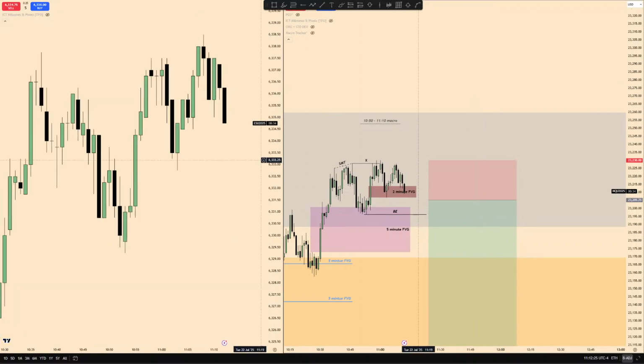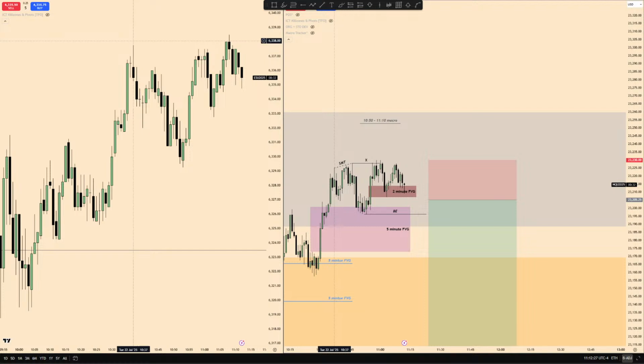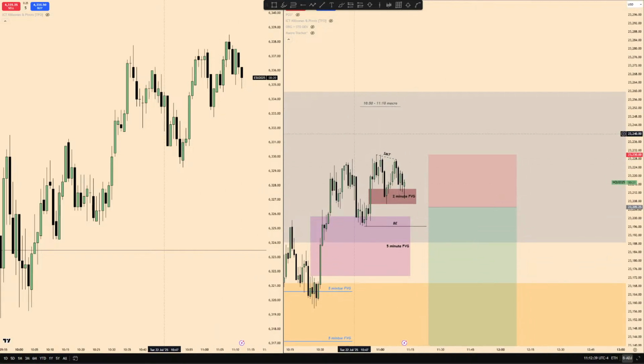So it falls short of the hourly gap. ES trades above it. So it actually puts a little bit of an internal SPT in there with the hourly amount. But it doesn't look good for the shorts there.